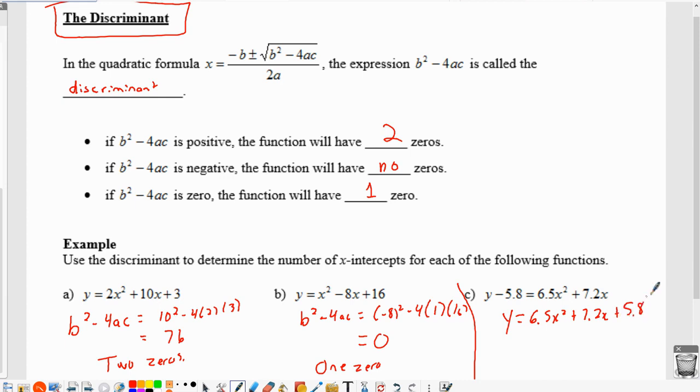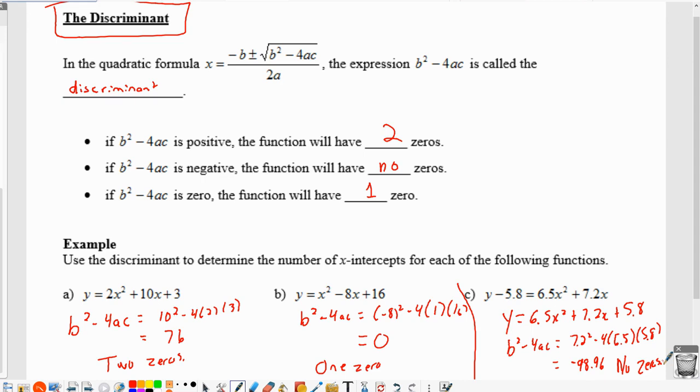If you run into that situation where all the terms aren't in standard form, moved over to one side, I'm going to go b squared minus 4ac, and I get 7.2 squared minus 4 times 6.5 times 5.8, and I think it comes out to negative this time, but I will check it. It's a little too much for my brain. 7.2 squared minus 4 times 6.5 times 5.8, negative 98.96. So no zeros. If I put this in the quadratic formula, I'd get plus or minus the square root of a negative, and the square root of a negative gives no answers.